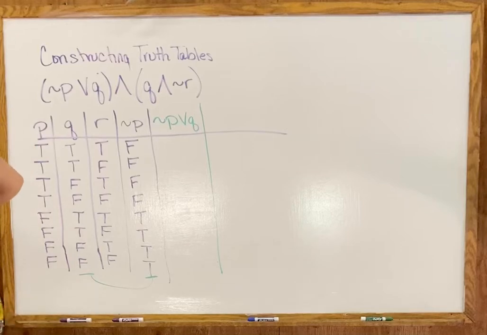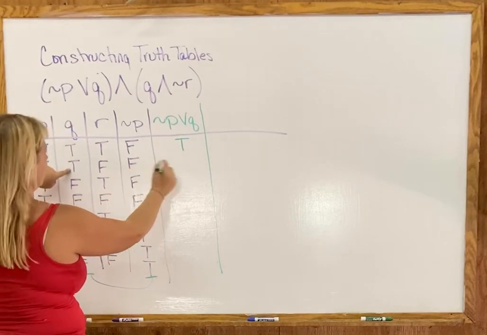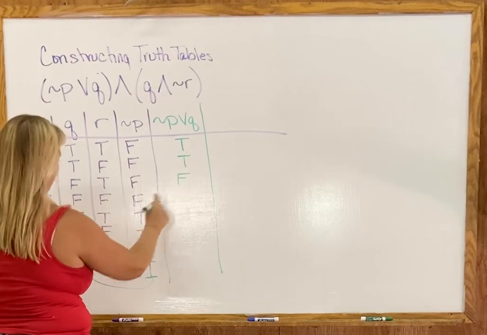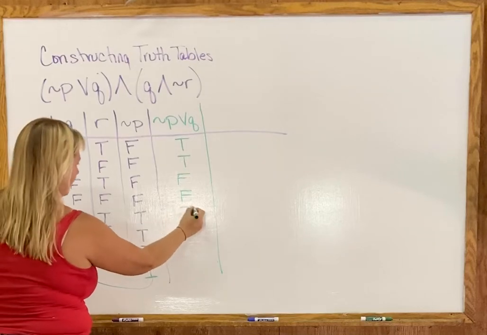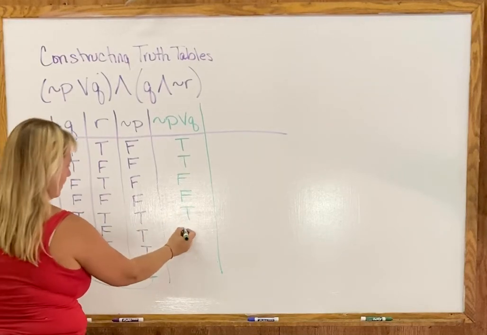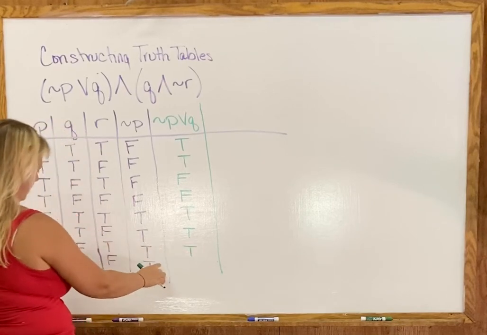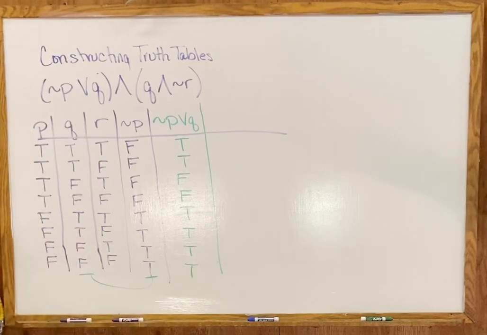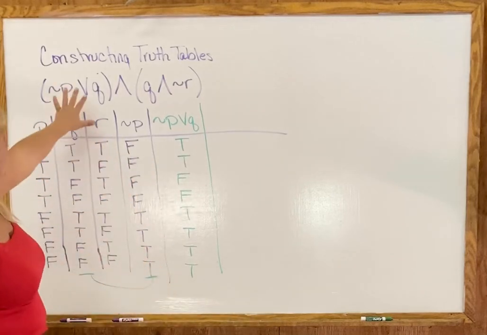And remember, the or means we just need to see a T to write down a T. So here we've got a T, yes. Here we've got a T, yes. F's, no. F's, no. T's, yes. T's, yes. T's, yes. T's, yes. Okay. All right, so the first parenthesis is done.